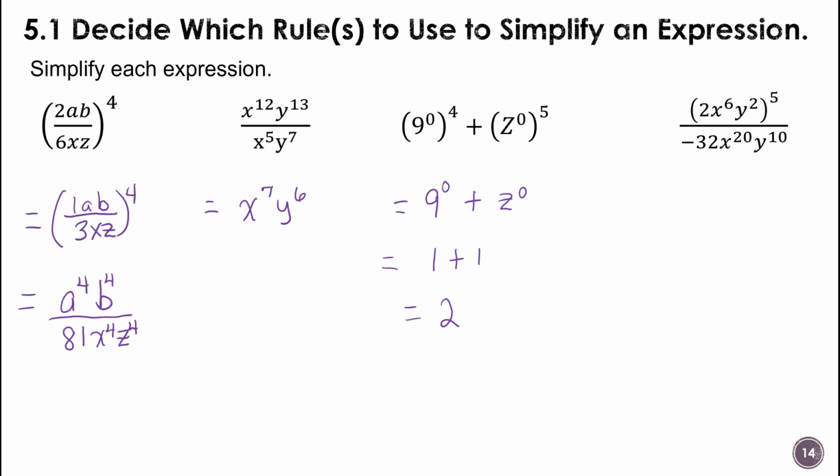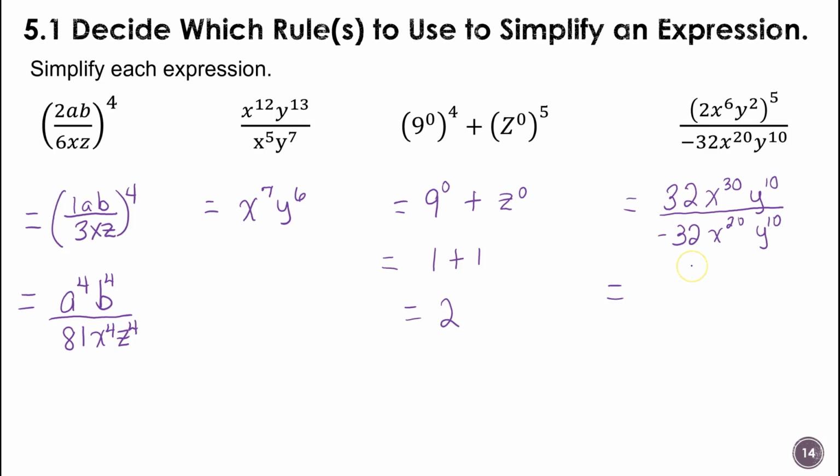Okay, this one looks a little bit messy, huh? We're going to start here. I'm going to take 2 to the 5th power, which is 32. I multiply the exponents on the x, so 6 times 5 is 30. And then that's y to the 10th. In the denominator, this is what I have.